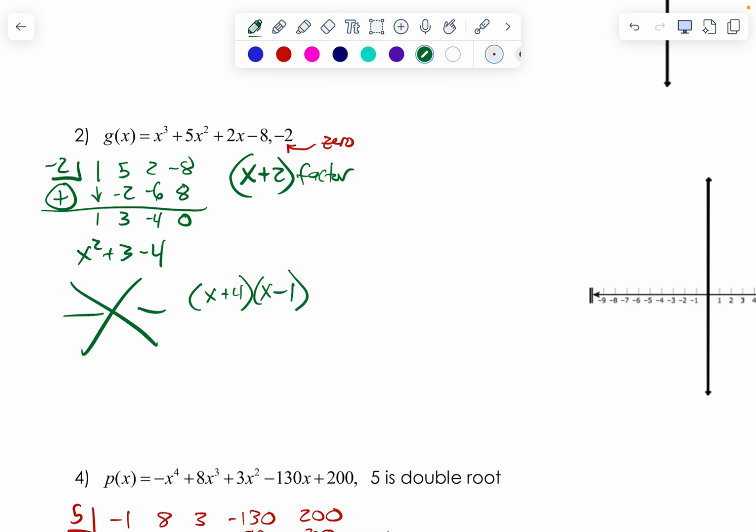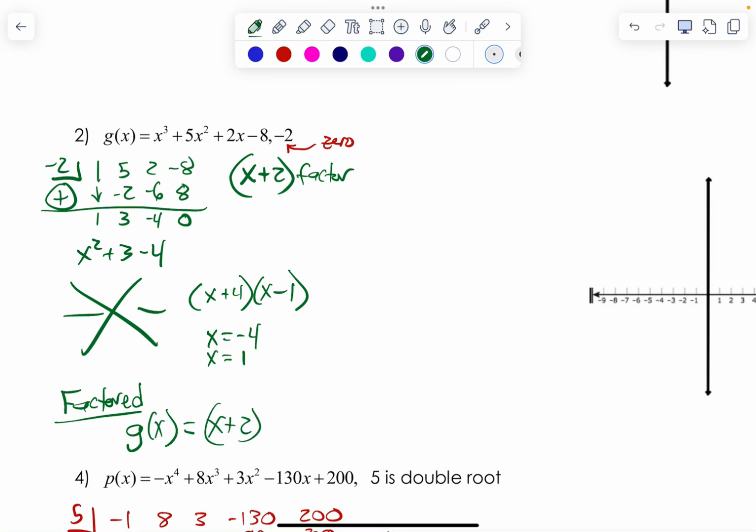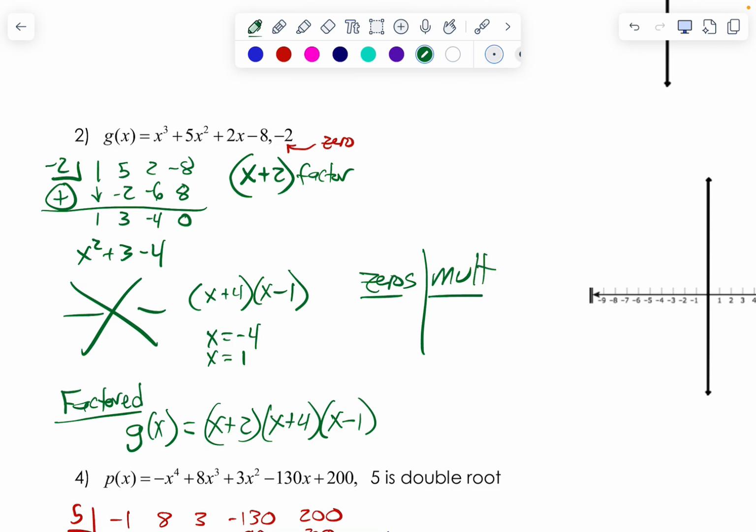which becomes what when we do zeros? Okay, so factored form, this was g of x, we'll get the 1 given, so x plus 2, and we have x plus 4 and x minus 1. Okay, our zeros and multiplicity is kind of easy for this one. So our zeros were -2, -4, and +1. And the multiplicity was 1 for each of those. And it's because each one only shows up once in our factor list. Okay?